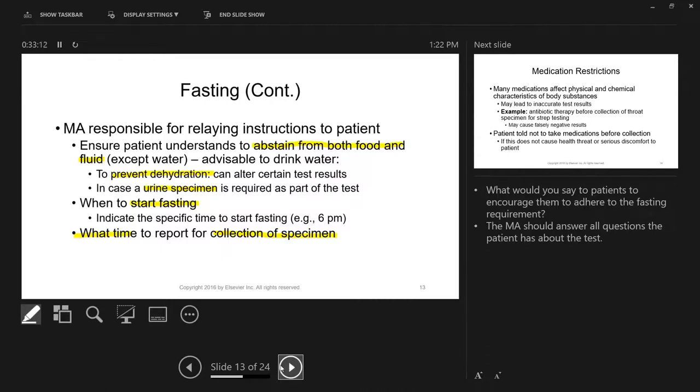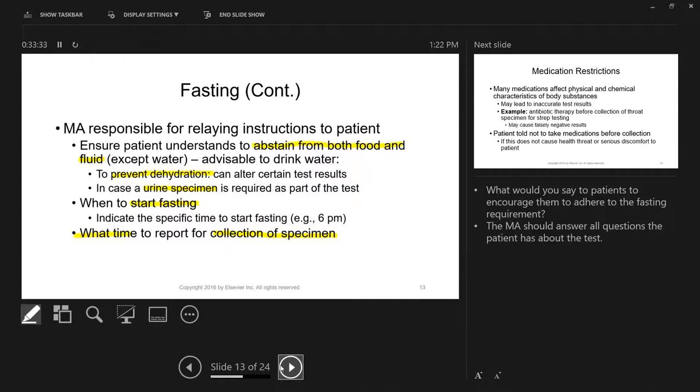Here's what you need to let your patients know. Don't be rude, but let them know that if they don't complete the instructions as required, their lab tests can be falsely high or low. Because if they think nothing's going to happen, they might not pay attention to you, right?